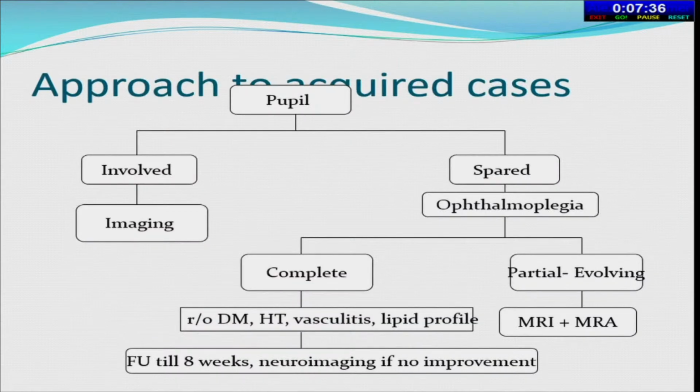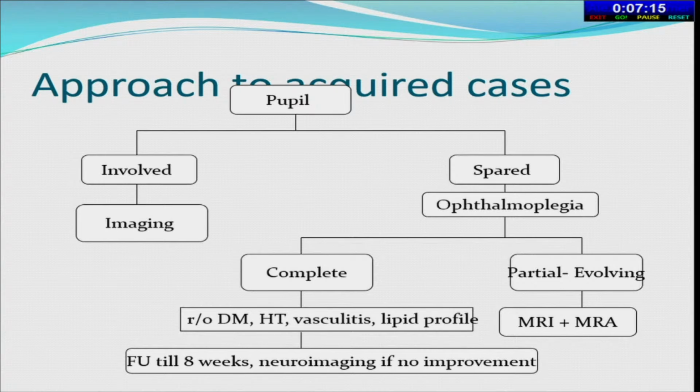And how do you approach such cases? So first you see whether the pupil is involved or not. If it is spared, look at the ophthalmoplegia, whether it is complete or not. If it's complete and the patient is old enough, with risk factors of microvascular ischemia, you may avoid doing imaging for some time. But if it progresses, you will have to do imaging.